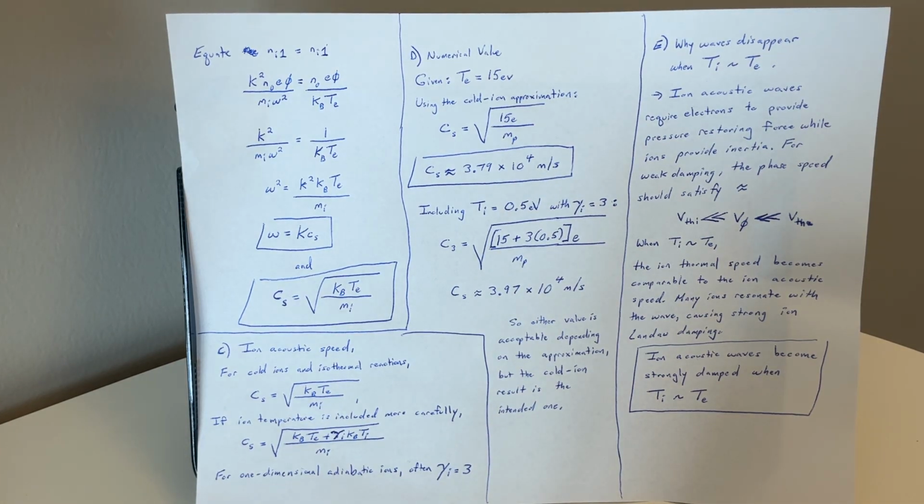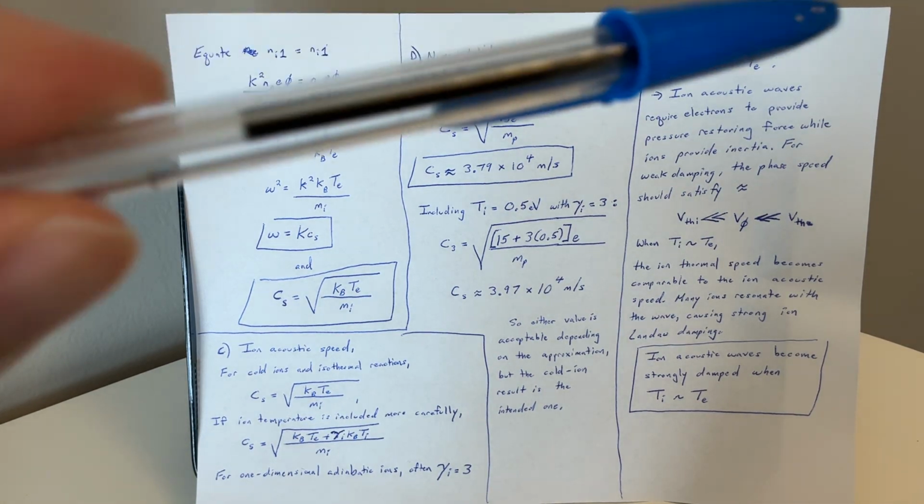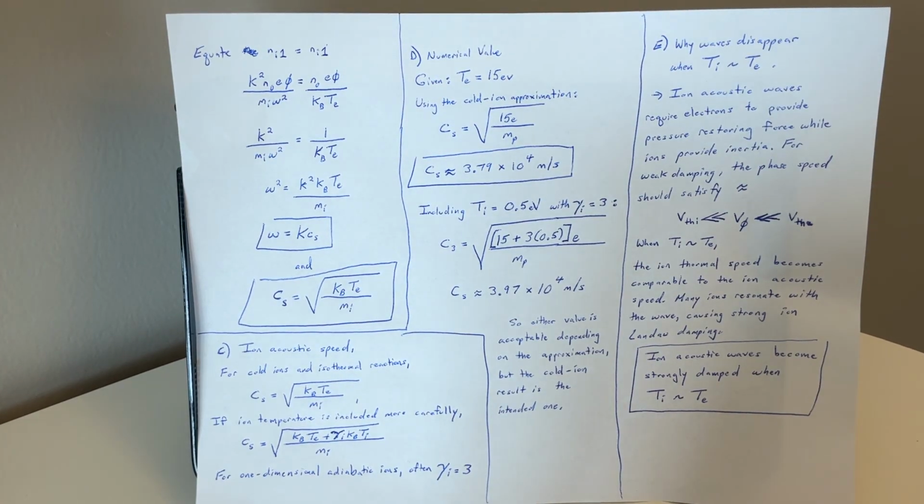Okay. And then part E, what they want us to do is explain physically why ion acoustic waves disappear when T sub I approximates T sub E. Interesting here. So, why do waves disappear when T sub I approximates T sub E.